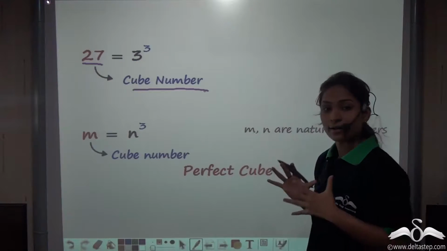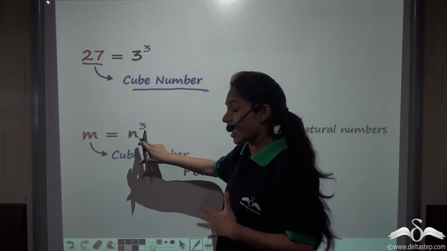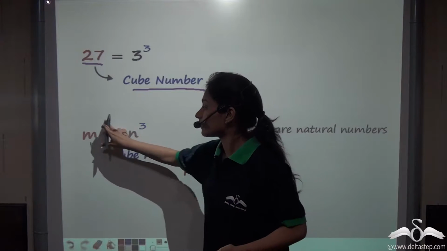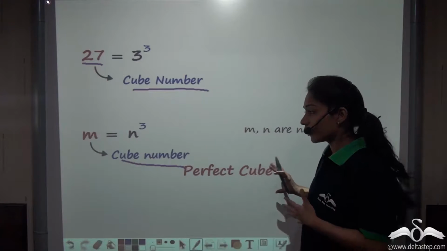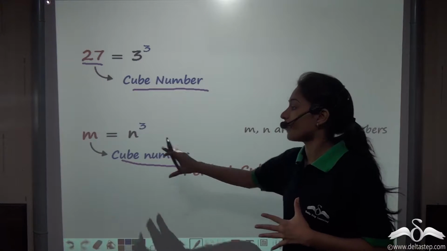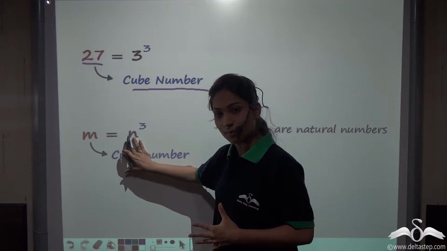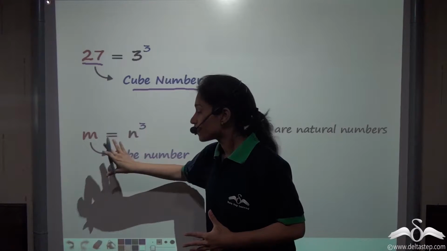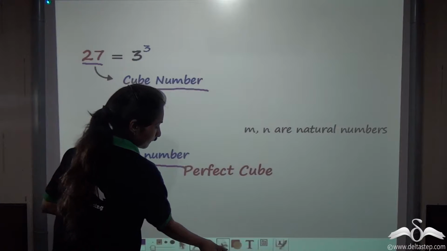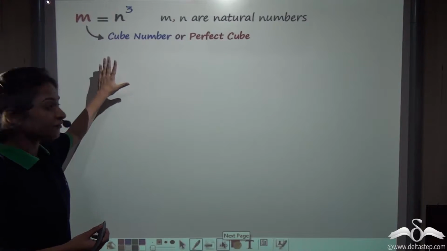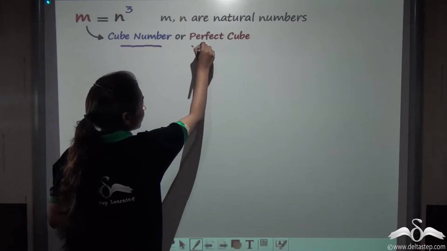Similarly, if m and n are natural numbers and m is the cube of n, that is, n multiplied with itself 3 times gives you m, then m will be known as a cube number. Well, perfect cubes exist only when we find cubes of natural numbers. So here, if m and n are natural numbers and m is the cube of n, m will be known as a perfect cube. Now you are comfortable with this? M is the cube of n, so m is known as a cube number or a perfect cube.